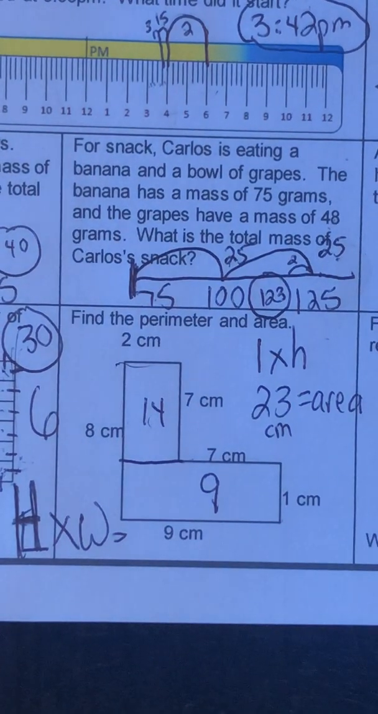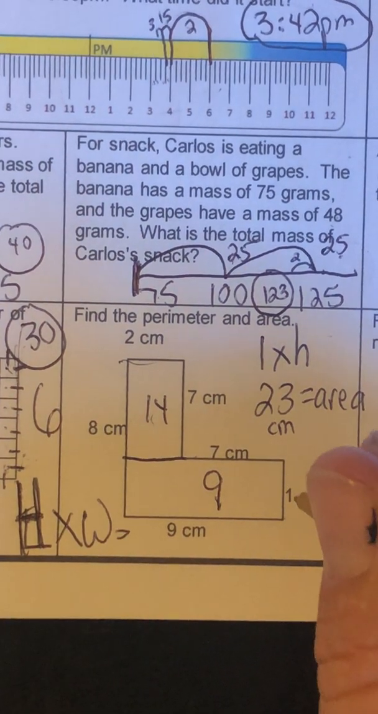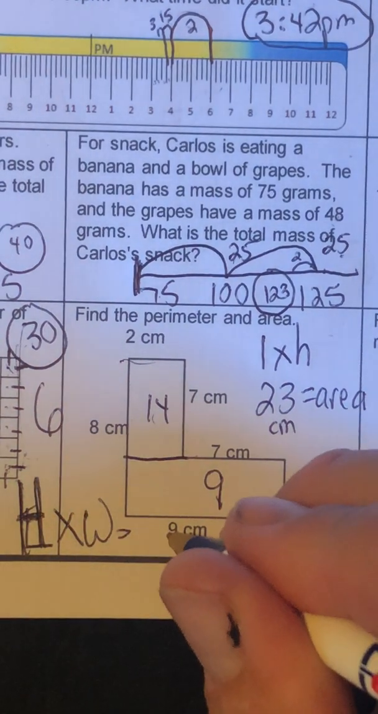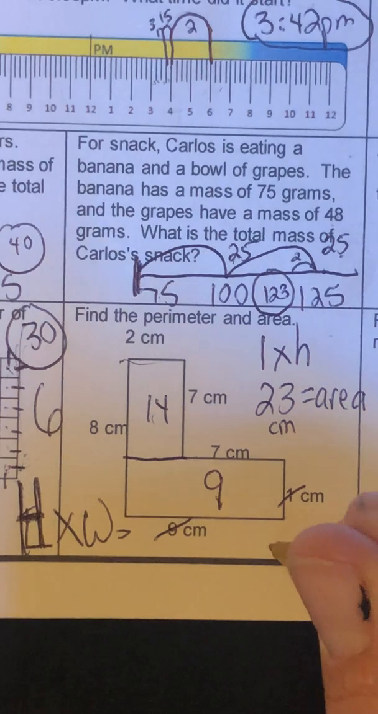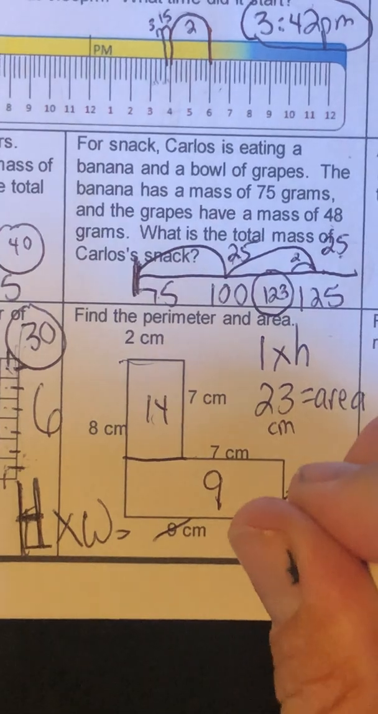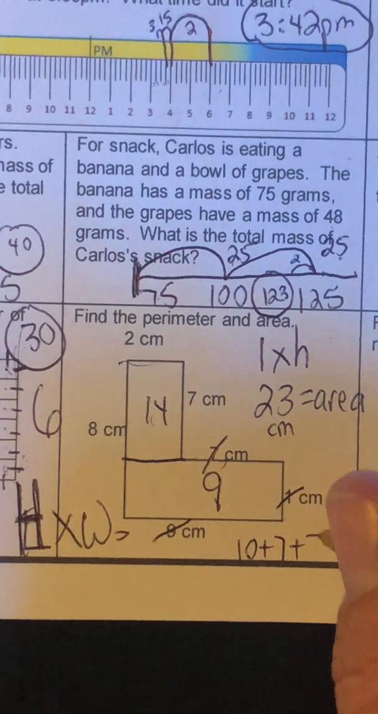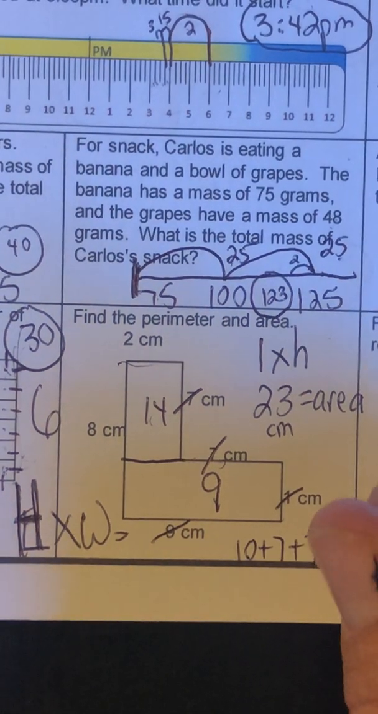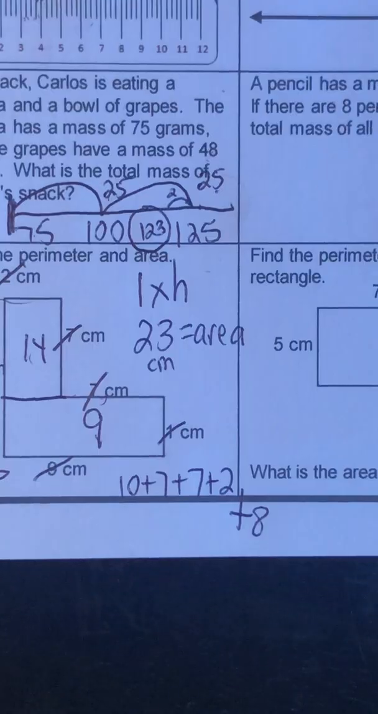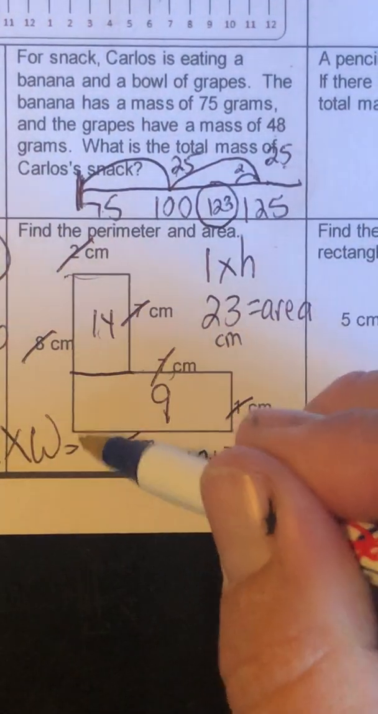Now we need to do the perimeter, which is the outside, which is the fence. So let's see here. What we basically need to do is add up the distance all the way around. So we have 9 and 1 is 10. You have to kind of keep track here. Plus 7. See how I'm crossing off as I'm adding it. Plus another 7. Plus 2. Plus 8. Kind of getting a little disorganized here. Okay, yeah, 8 is down there.